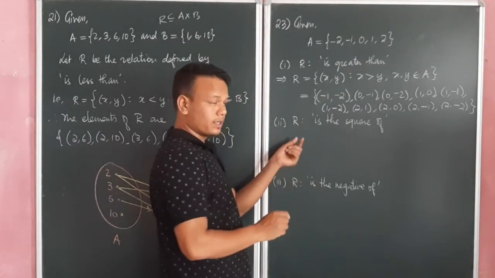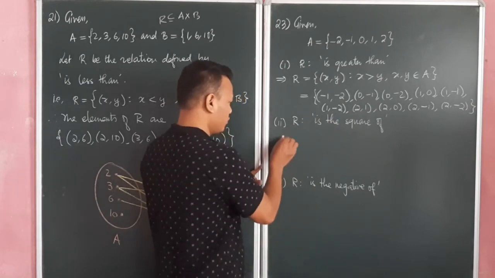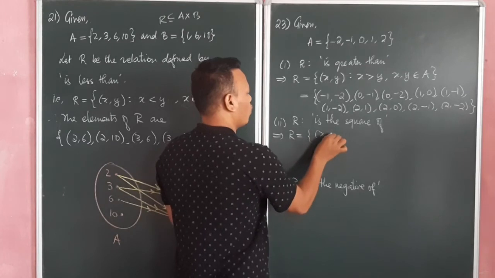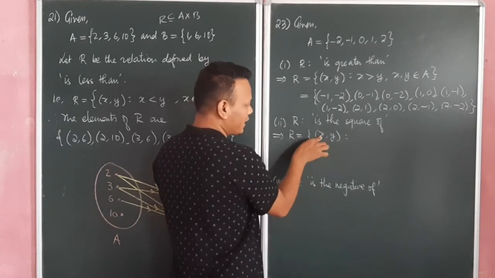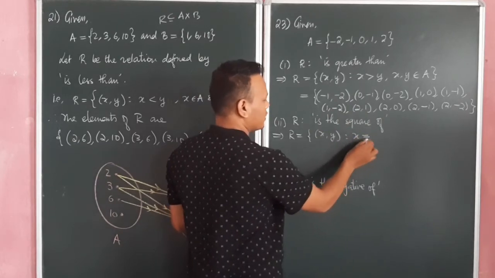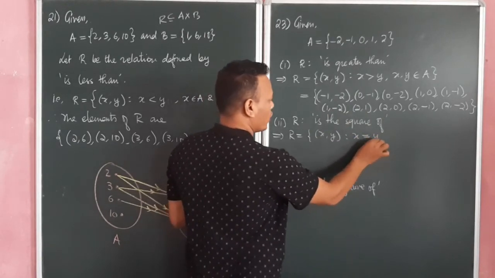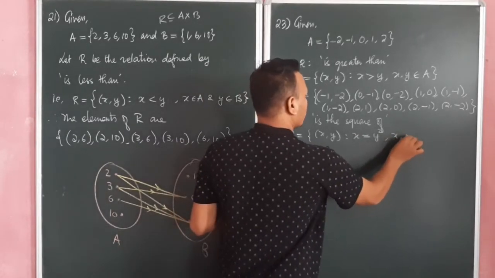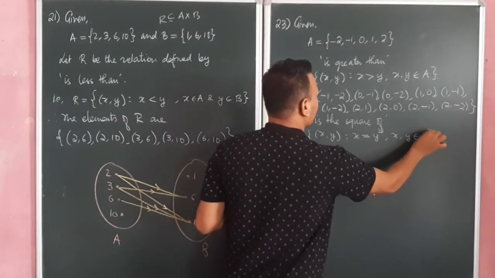Next, R is the square of. This relation can be written as x comma y such that x is the square of y. That means x is the square of y. That is the meaning of this, where x and y both come from set A.